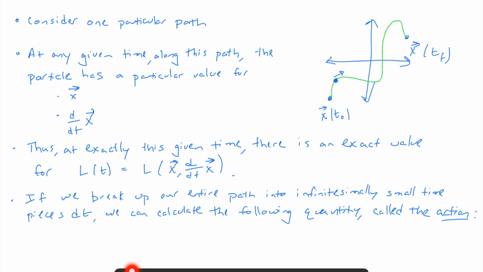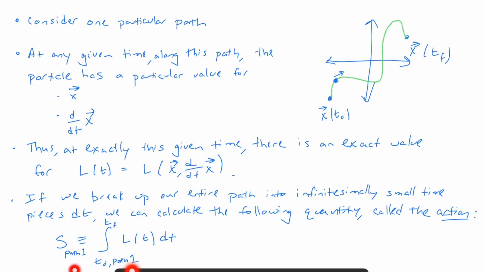If we break up our entire path into infinitesimally small time pieces, dt, we can calculate the following quantity called the action. So you can break up every little part of this into this particle moving along this track. And at every given point, there's an x, there's a dx/dt. And you can calculate this following value, the integral, where you break up the thing into all these different pieces, and then you sum at each particular time what L is at that time, multiplied by dt. And then you just jump to the next point, figure out what L is at that time, multiply it by dt, and then you add everything together, and that's what we mean by the integral.